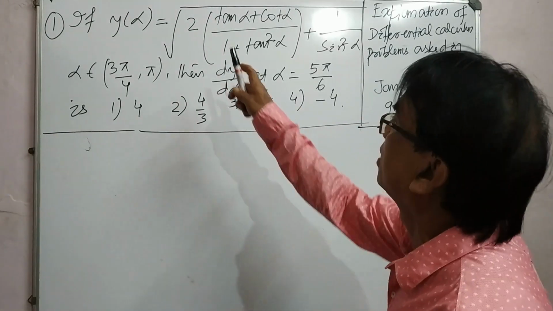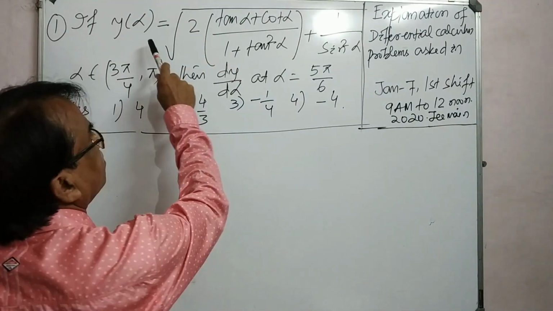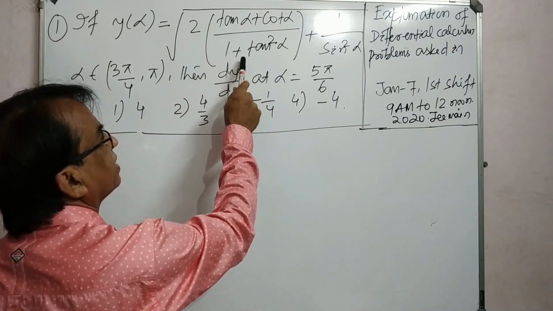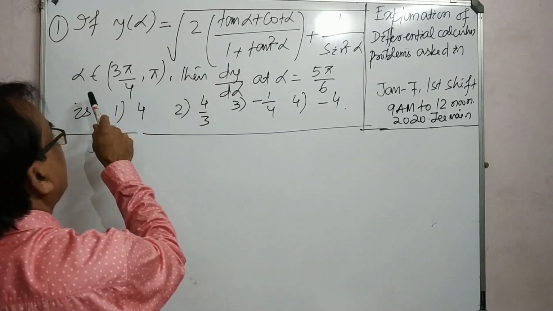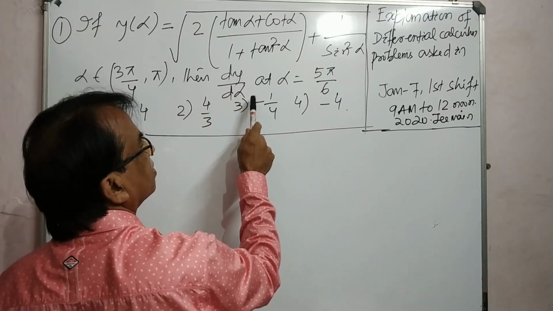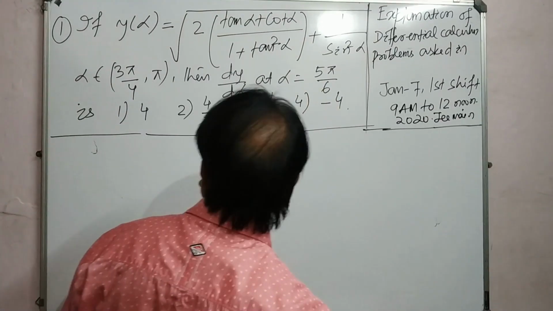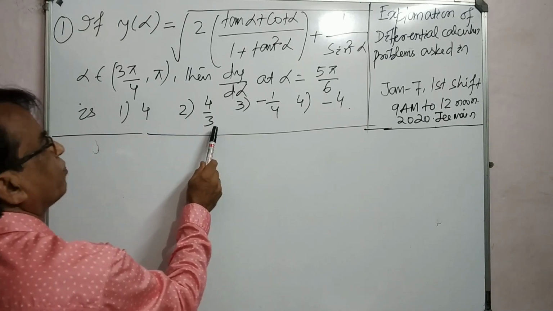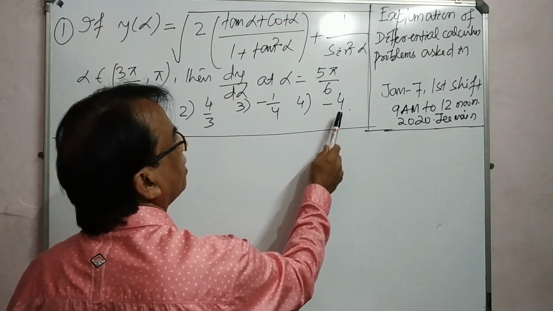Here is the problem. If y is a function of alpha and it is given like this, and alpha belongs to 3 pi by 4 to pi, then dy by d alpha at alpha pi by 6, options are 4, 4 by 3, minus 1 by 4 and minus 4.